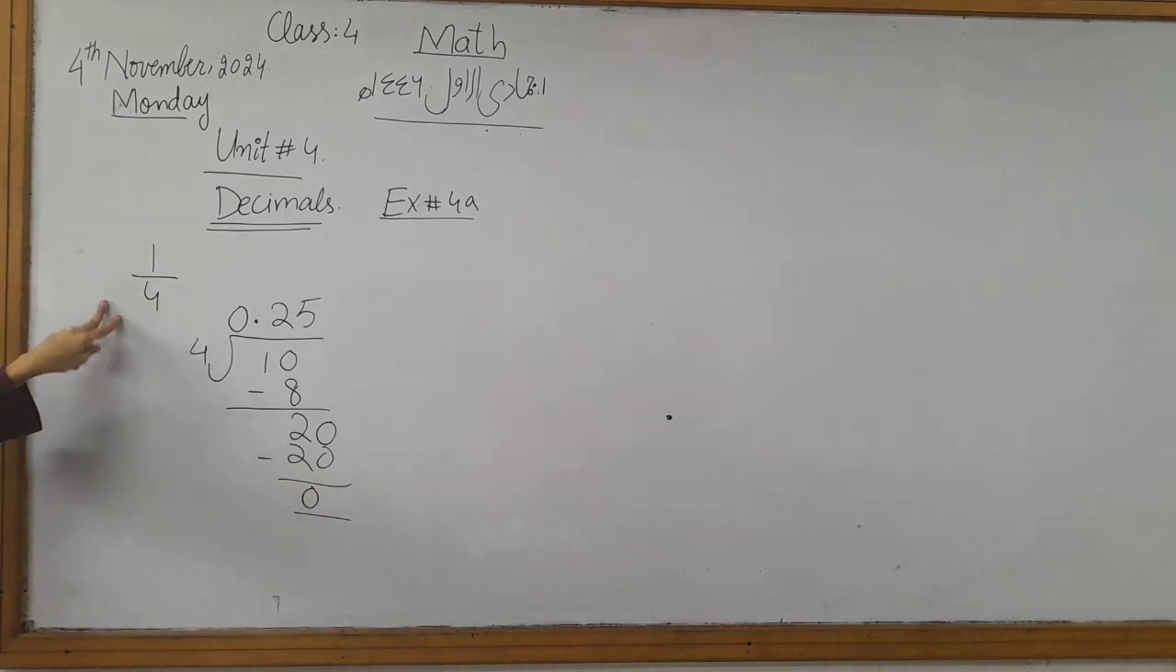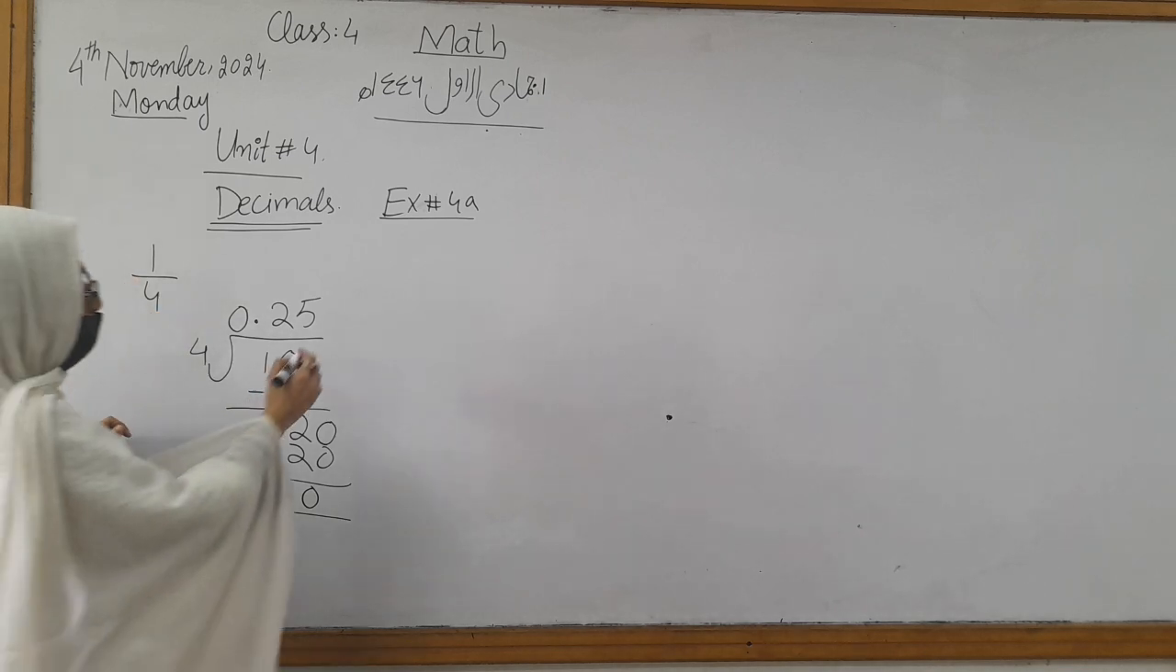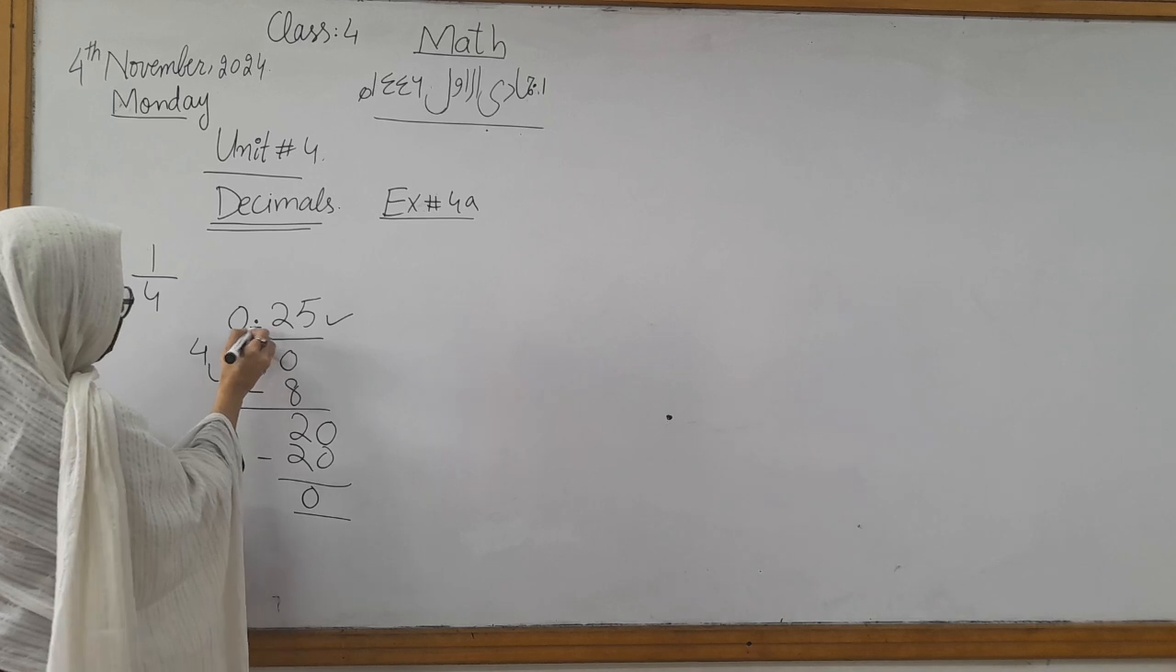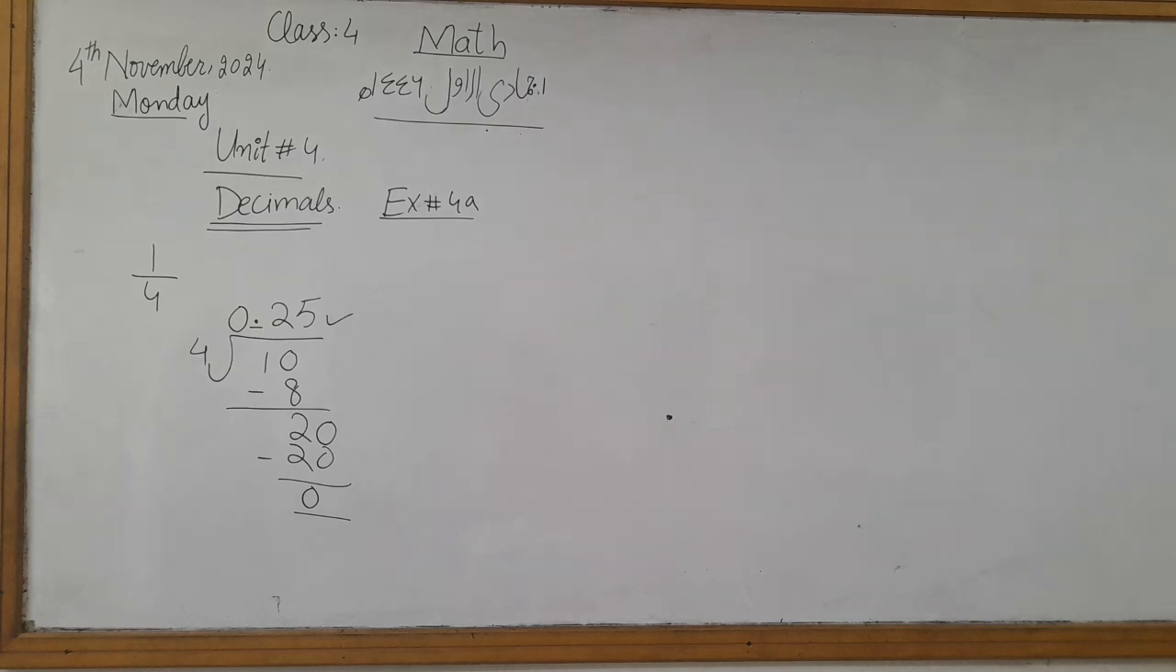You can see that when we have 1/4 fractions, we will divide it and we will get 0.25. This is called the point. This is the decimal point. We have already discussed this in class and solved many questions regarding it.